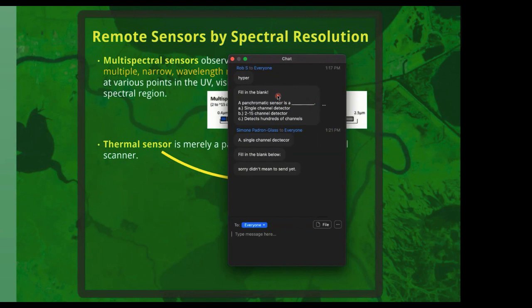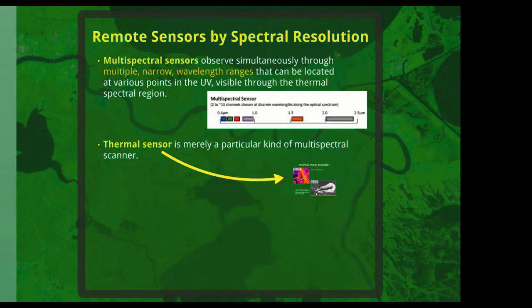Okay, so now we have one question, and Simon gave an answer. Let me just read one more. A panchromatic sensor is a single channel detector to do 5 or hundreds. So we know by definition, a panchromatic sensor is a single channel. So the answer is A. So keep your questions coming.